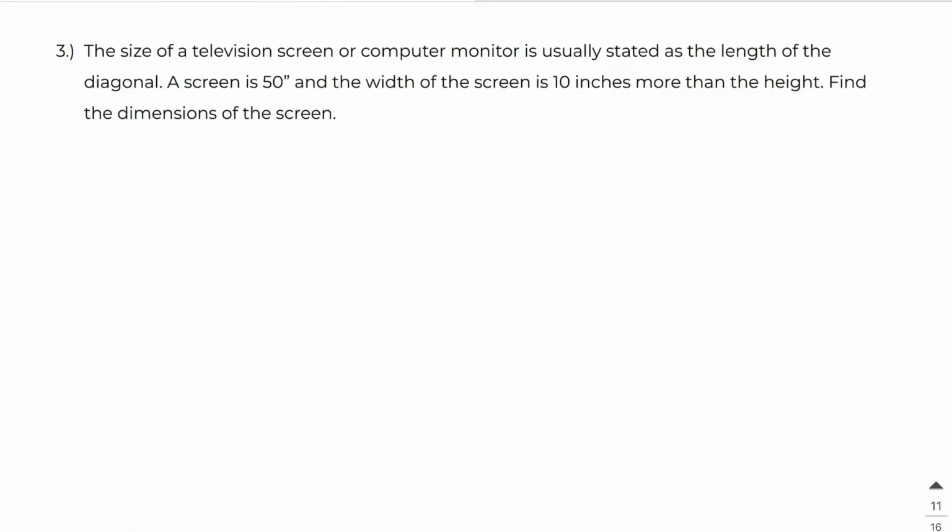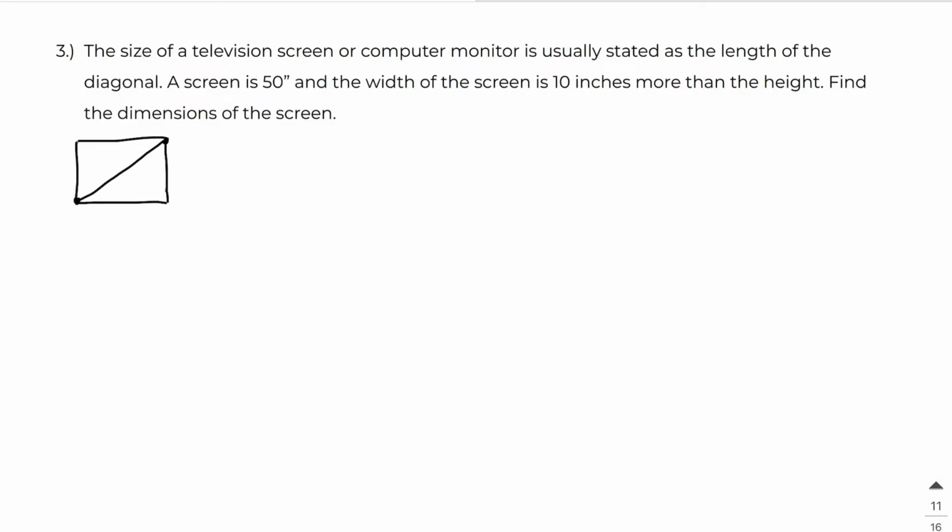In number 3, it says the size of a television screen or computer monitor is initially stated as the length of the diagonal. So for example, you go to a store and you want to buy a 60-inch TV. What that means is this is 60 inches. So from one corner to the other corner is 60 inches. It is not the length or the width, okay?